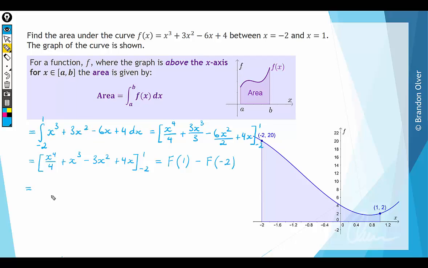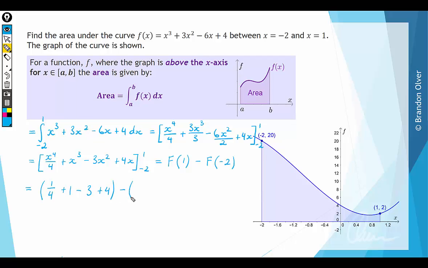So, first of all, we're going to substitute 1 into the antiderivative. So x to the power of 4 is going to become 1 to the power of 4 over 4, so that's just going to be a quarter. Then x cubed is going to become 1 cubed, which is just plus 1. Minus 3 times 1 squared is just minus 3. And plus 4 times 1 is simply plus 4.